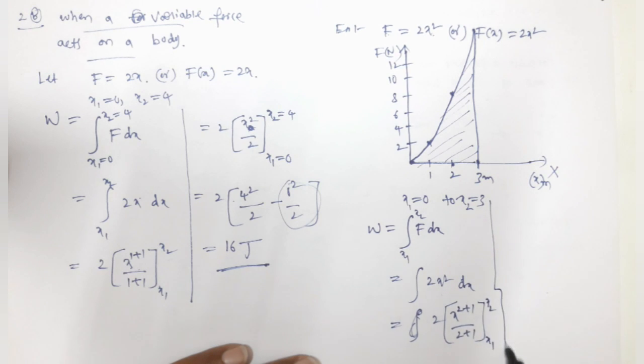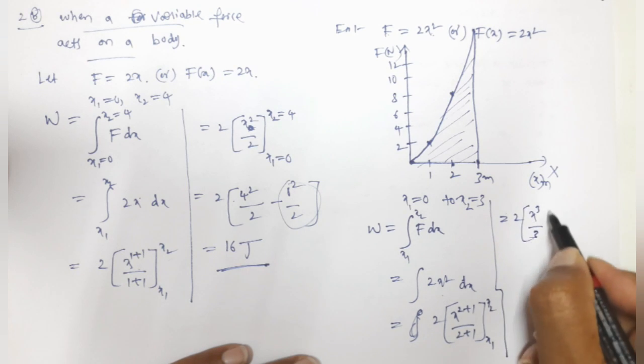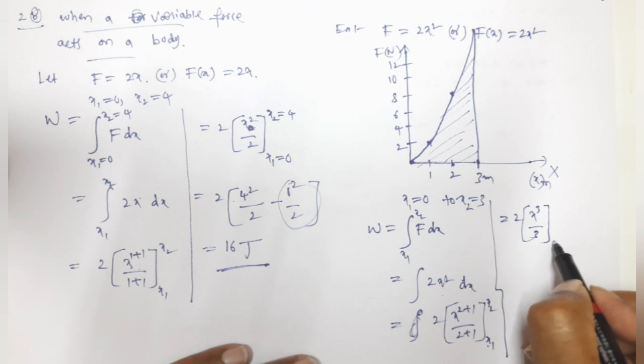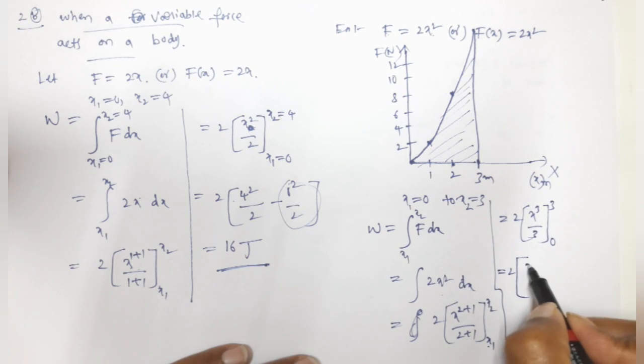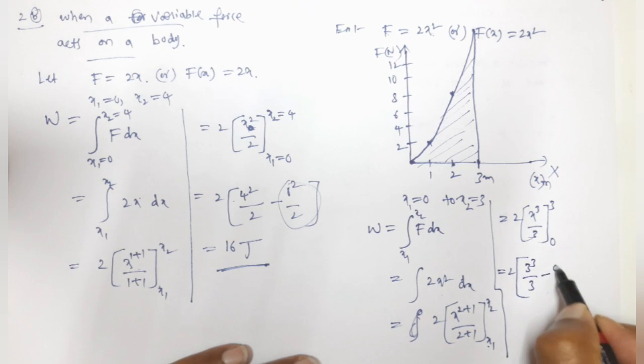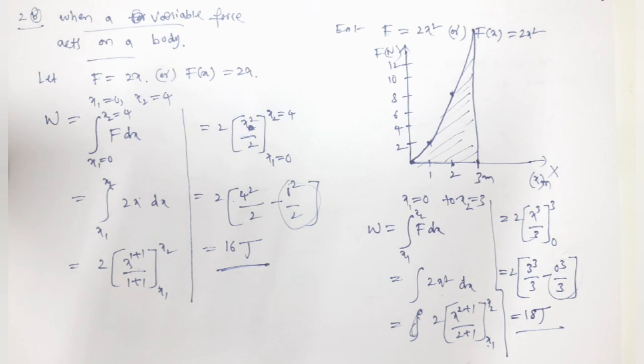Now substitute the values. Here we get 2x cube by 3. What is the lower limit? x1 is 0. What is the upper limit? 3. So we do 2 into the upper limit first, 3 cube by 3, minus 0 cube by 3. This term vanishes. 3 cube by 3, the 3 cancels and it becomes 3 square. 3 square is 9, 9 2s are 18. So the work done is 18 joules. This is the way we do integration to find the work done. Hope you guys have understood.